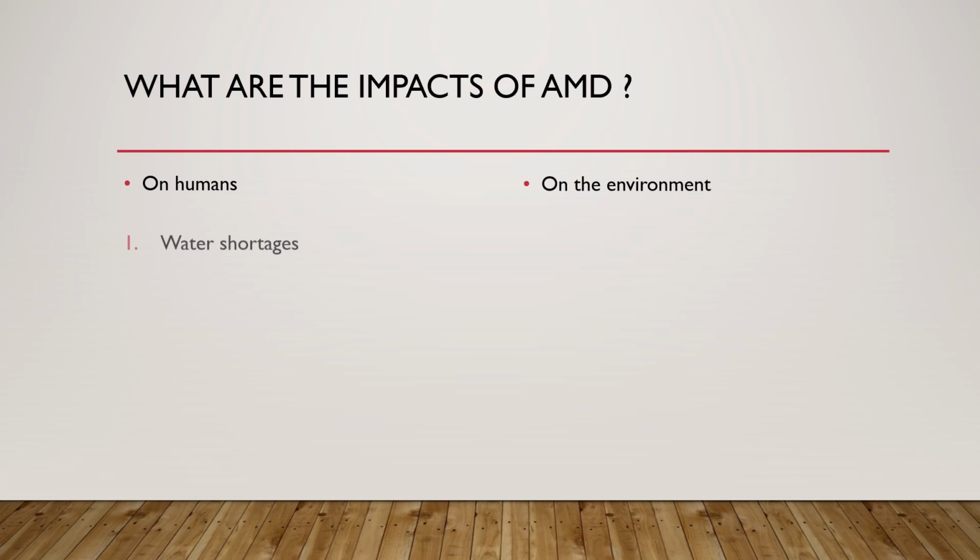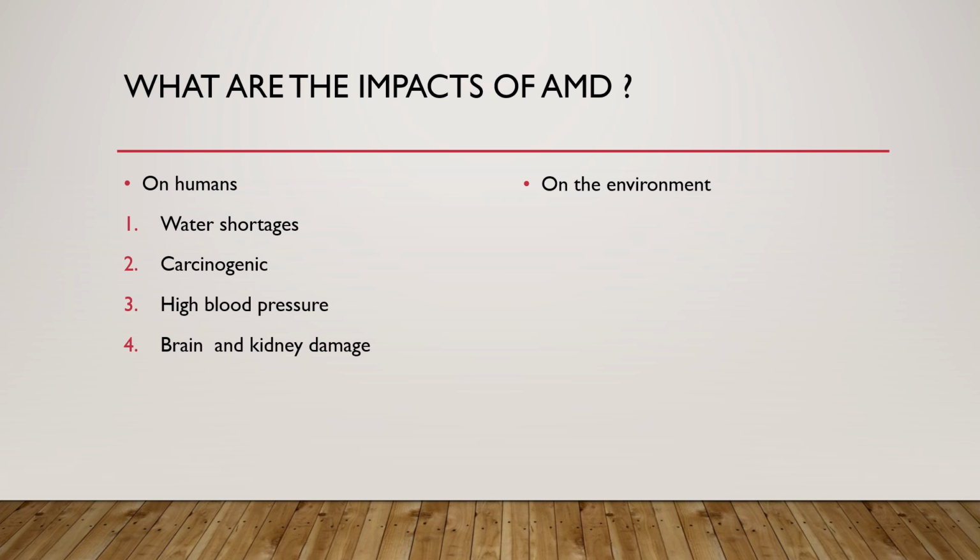Upon humans, we can have water shortages as the water supply would have to be cut in order for the water to be treated before being distributed back to the people. Two, it can cause cancer, considering that it has heavy metals, and if it's not treated, when we consume it, it will result in a person having cancer. Three, it can cause high blood pressure. Four, it can cause brain and kidney damage.